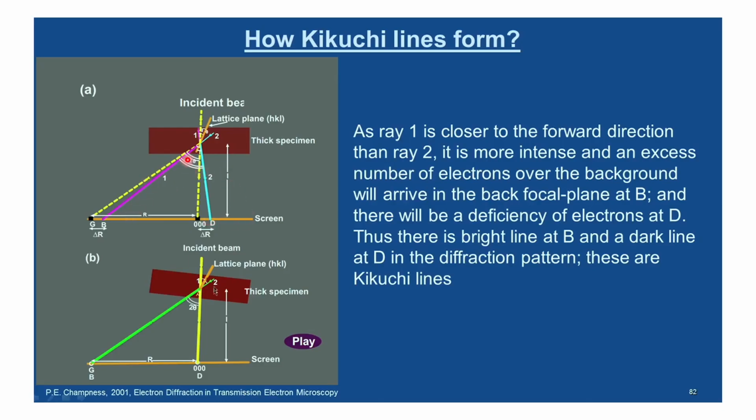Ray 1 is closer to the forward direction, so it will be more intense as compared to ray 2, this blue one. Ray 2 will be less intense, and as a result there will be a deficiency of electrons at point D, and at point B it will be more intense. So there is a bright line at point B and a dark line at point D in the diffraction pattern. A bright line and a dark line together compose one Kikuchi line.